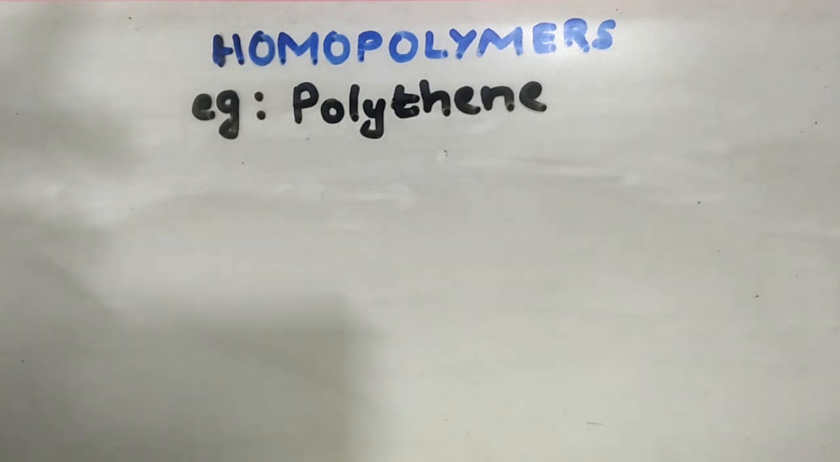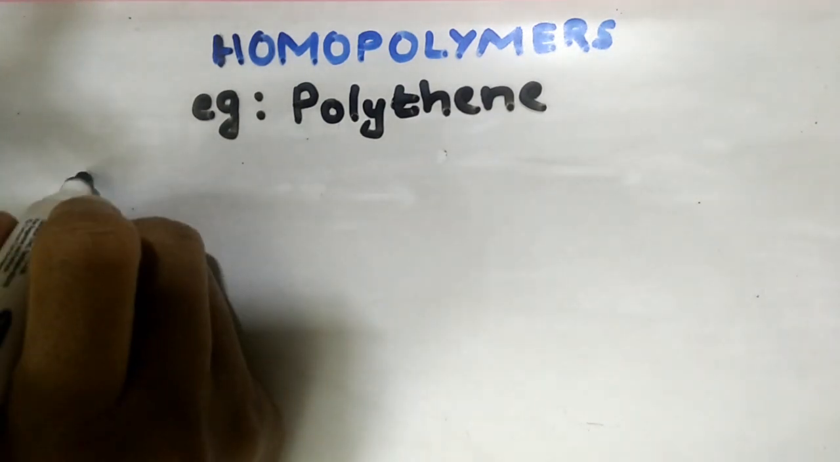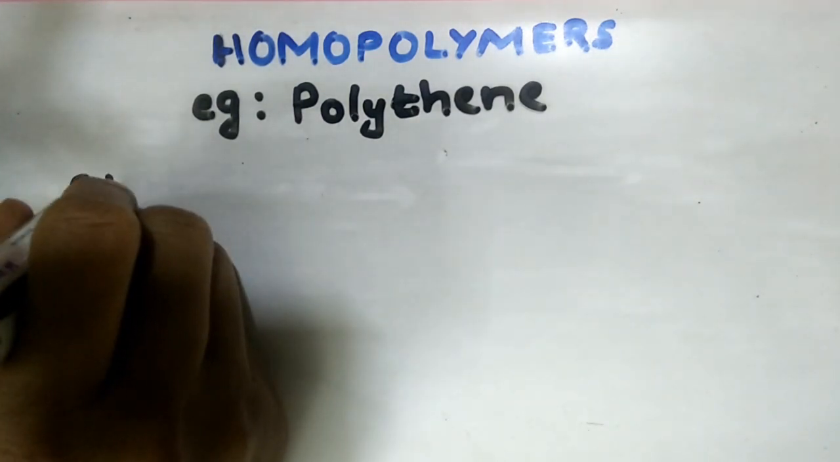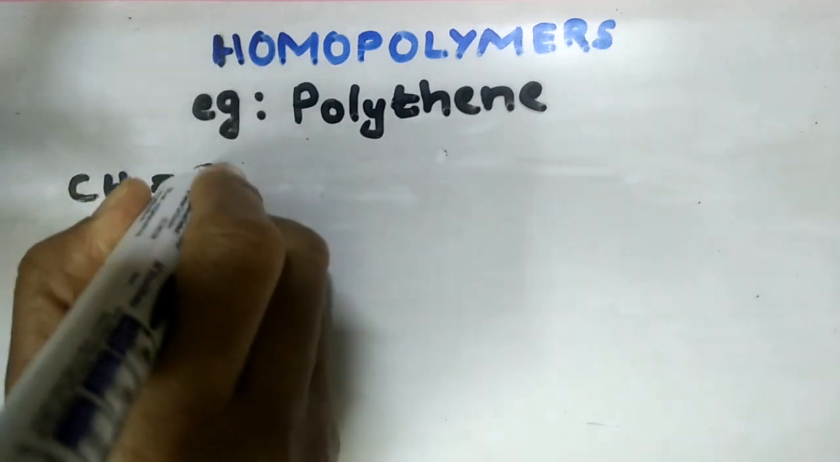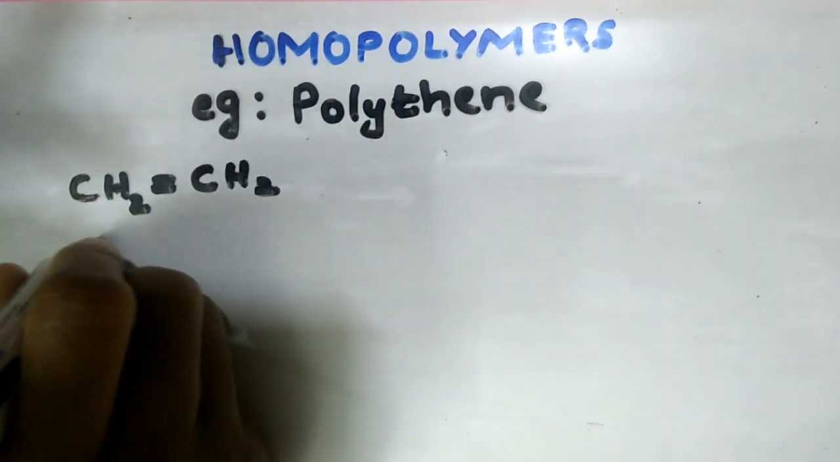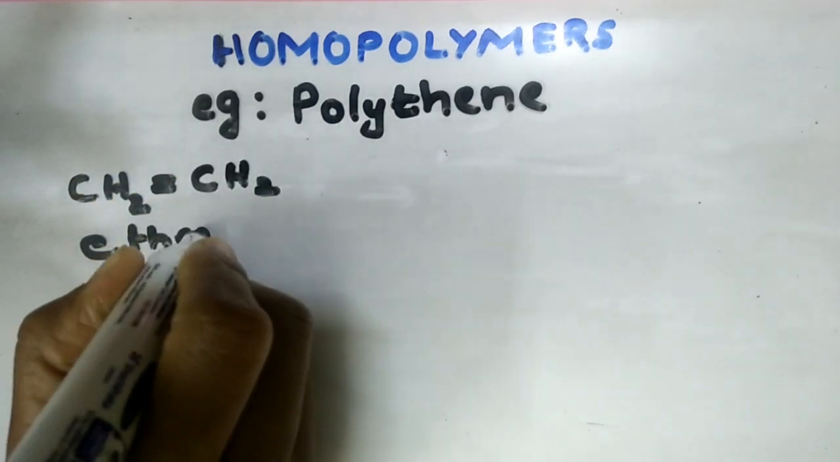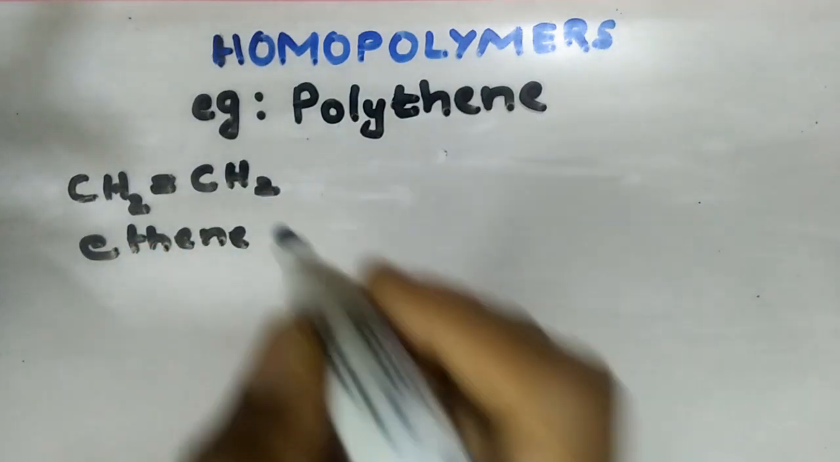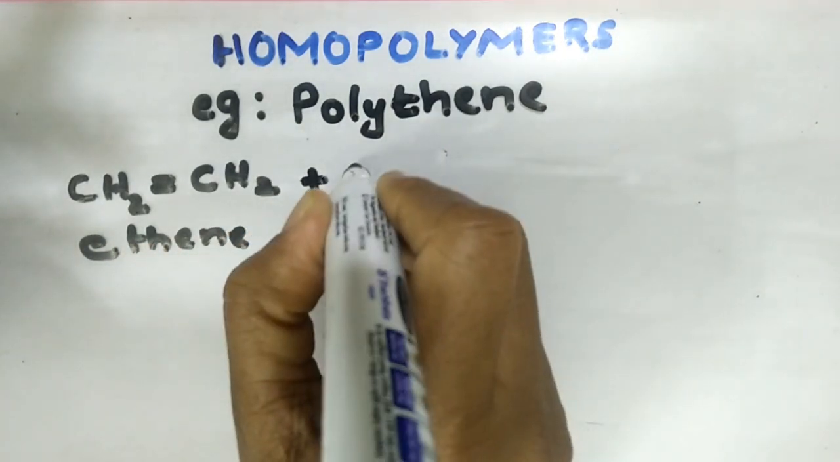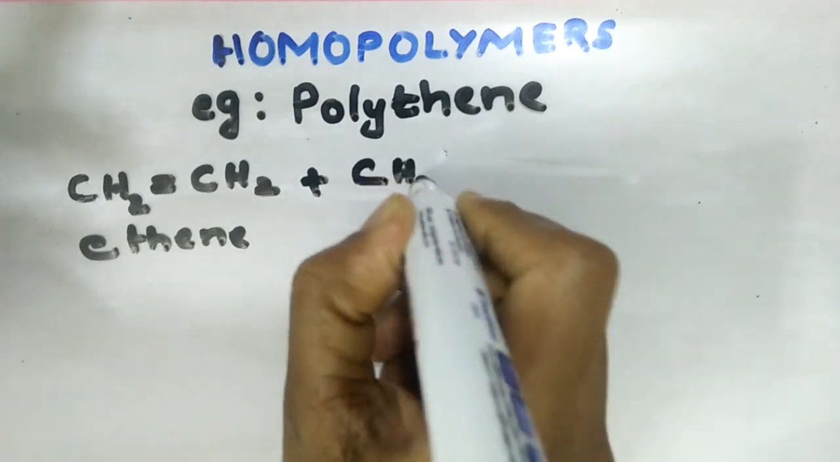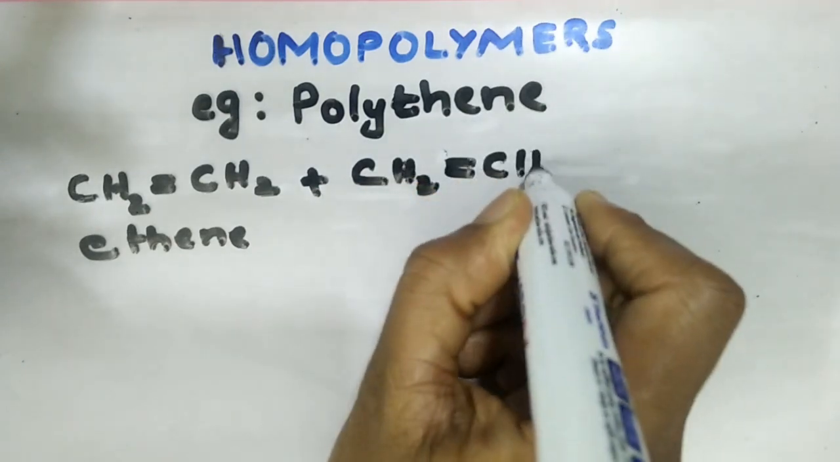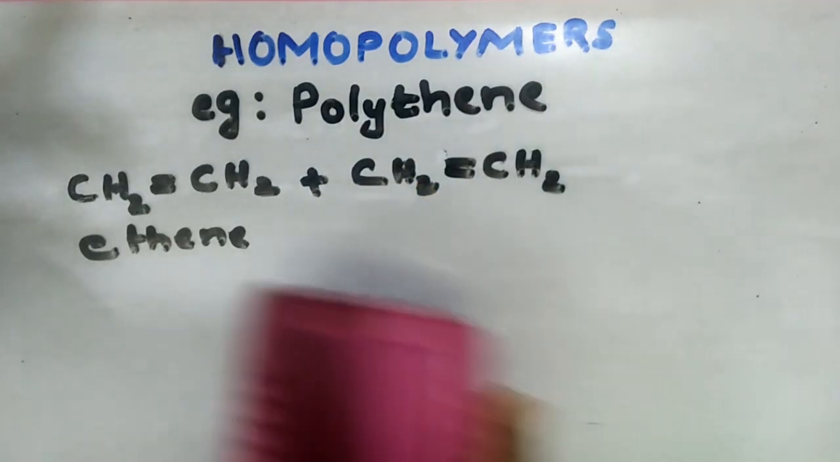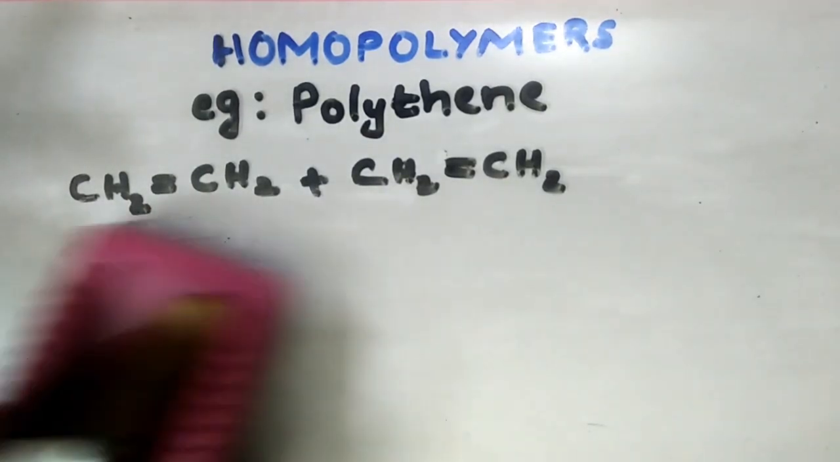Polythene is an example of a homopolymer. And what is the monomer of polythene? Polyethylene. So ethene is the monomer. Ethene means 2 carbon atoms are there with 1 double bond. So CH2 double bond CH2 is the ethene molecule. If we have 2 molecules of ethene, CH2 double bond CH2, then an addition reaction takes place because it has a double bond.